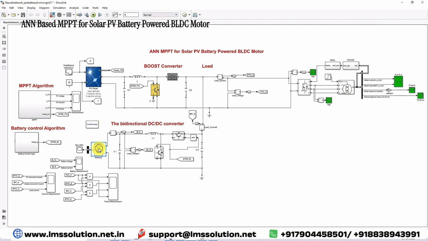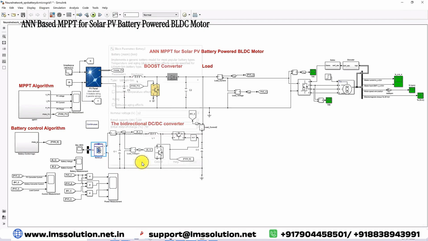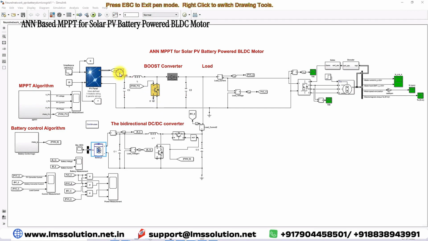And I'm going to choose the battery. I'm going to choose a 12 volt battery with a 100 Ah rating. And then here we need to design this. That means we are going to use the boost converter here, and here we are using a bidirectional converter.